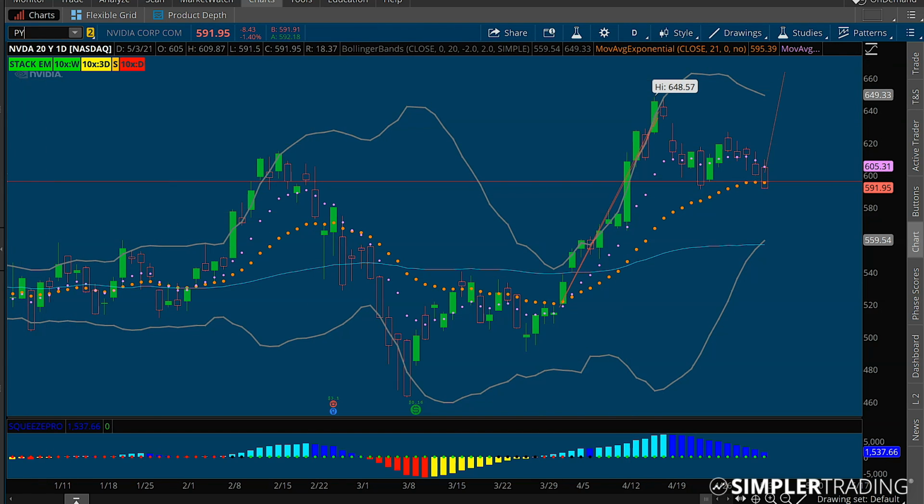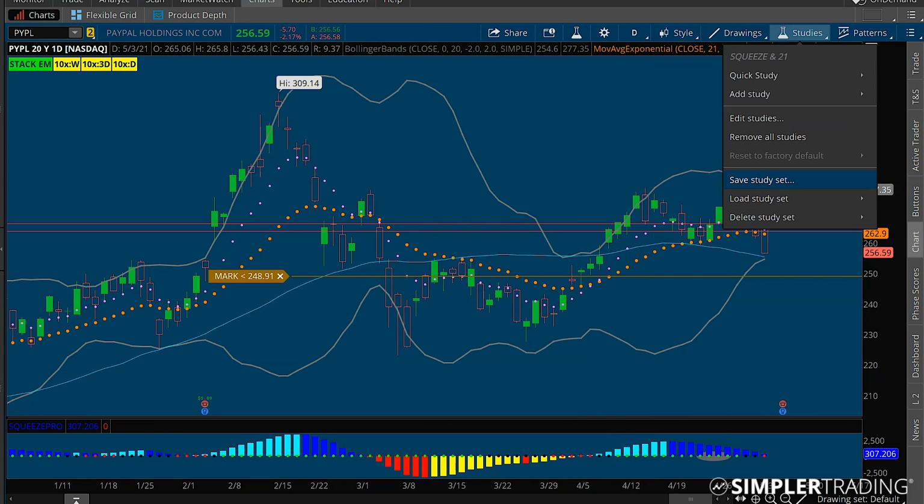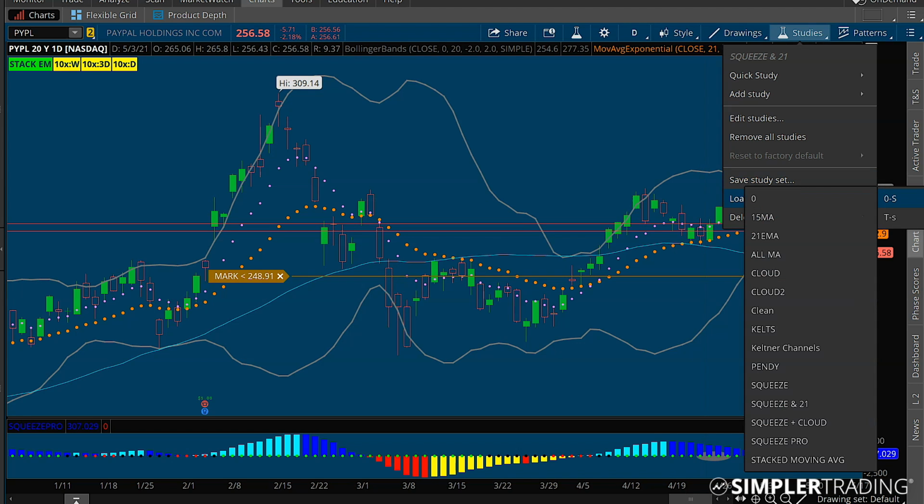So there's a few more here. Check out PayPal. So for PayPal, you had the daily squeeze back here earlier in the month. Got your black dots, you got your red dots. So it's flipping back and forth between low compression and mid compression, but then ultimately the squeeze fires. And here's what PayPal did. We can kind of take this from beginning to end.